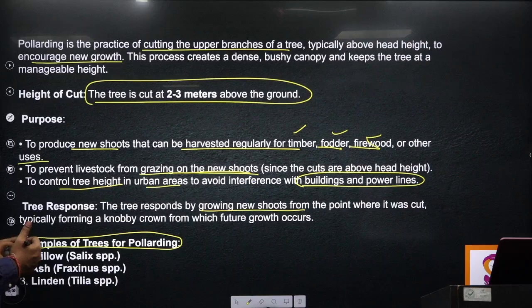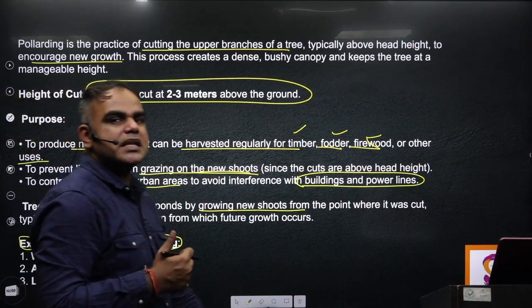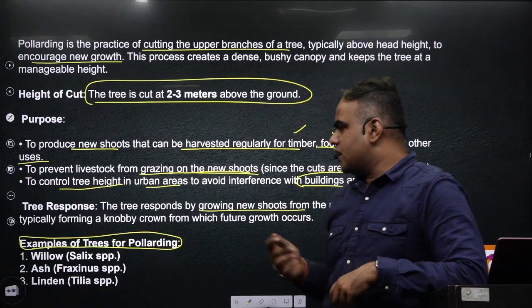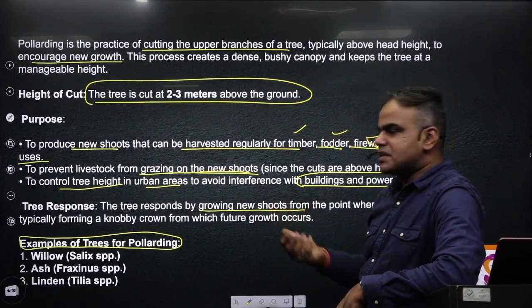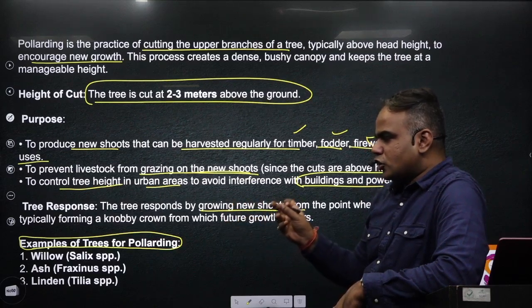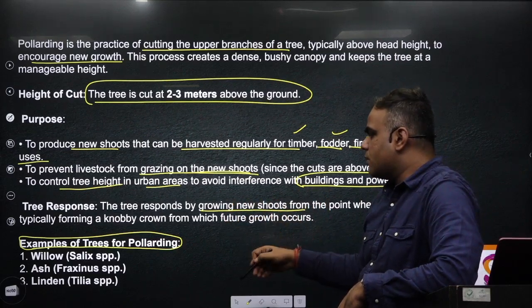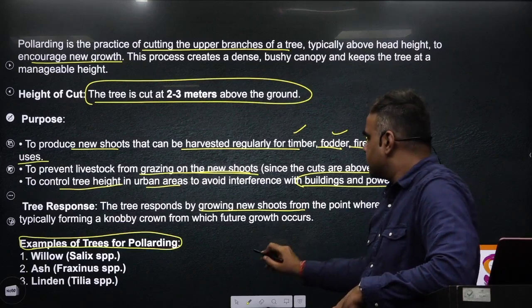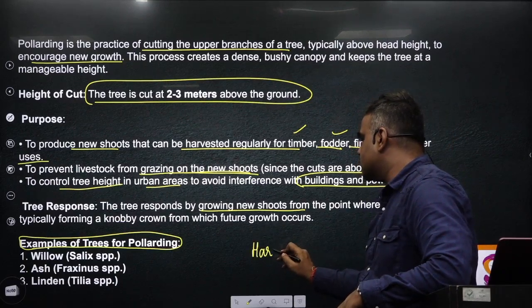Examples of trees which are good for pollarding purposes. Okay, so here we can talk about Salix. So examples like Salix alba, Fraxinus or Tilia species, the ash or the linden. Okay, we can even talk about, for example, Hardwickia binata, which is also mentioned in your syllabus.